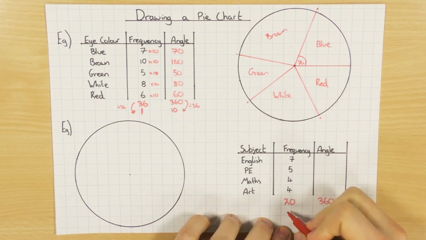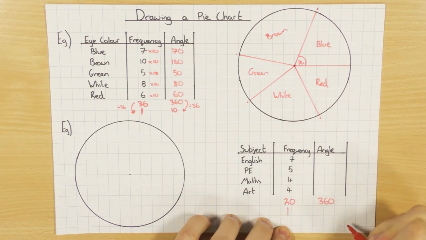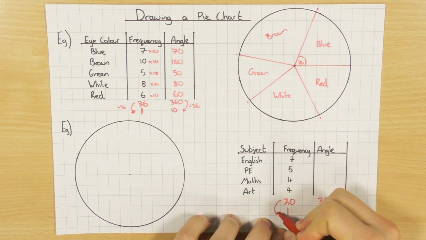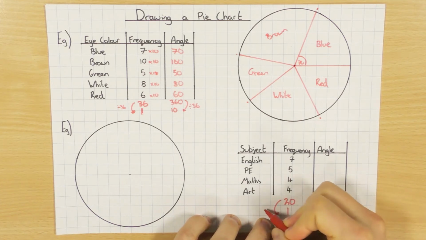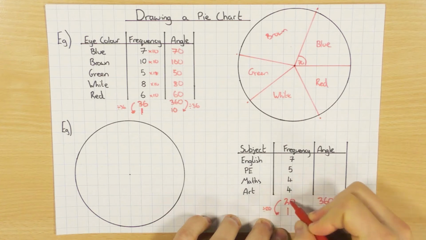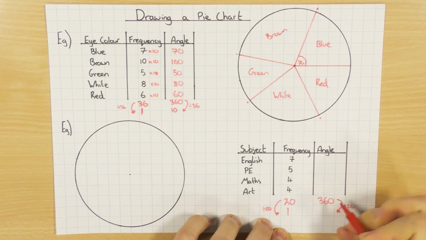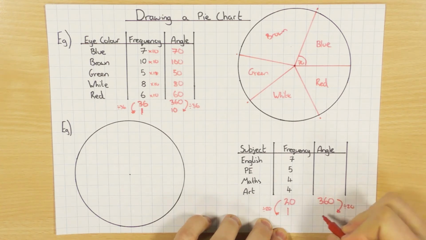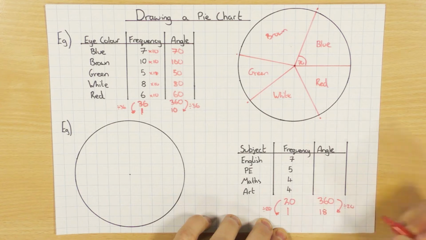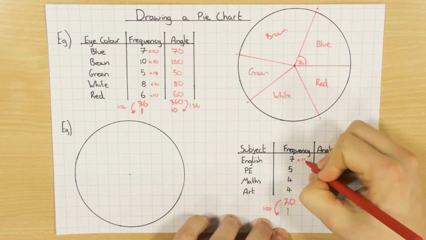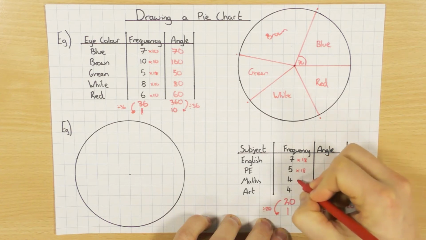Anyway, back to this one. Again, I want to know what one person is worth. So how do I go from 20 to 1? Well, 20 divided by 20, so divided by itself, will give me 1. So that's what I'm going to do here. I'm going to divide by 20. 360 divided by 20 will give me 18. Okay, so one person is worth 18 degrees. So I'm going to times all of these by 18.